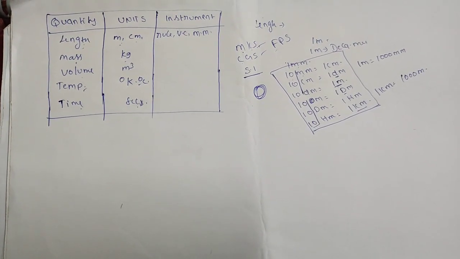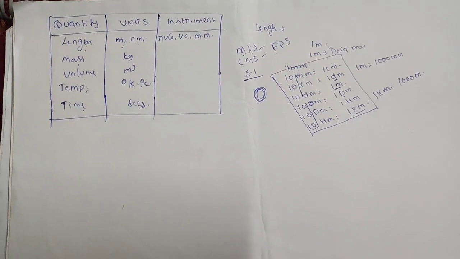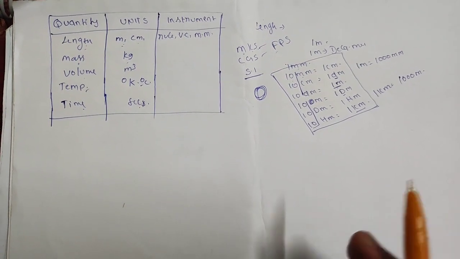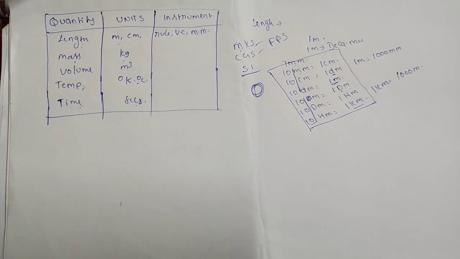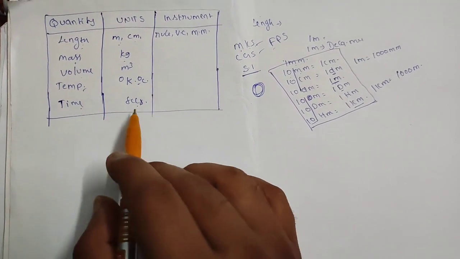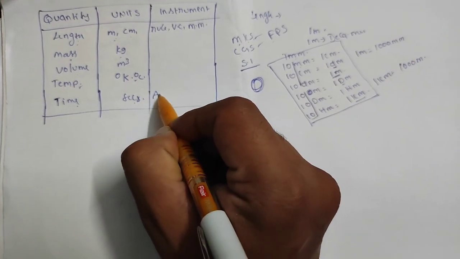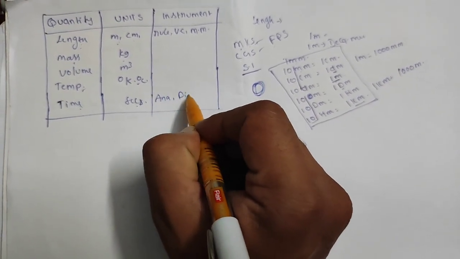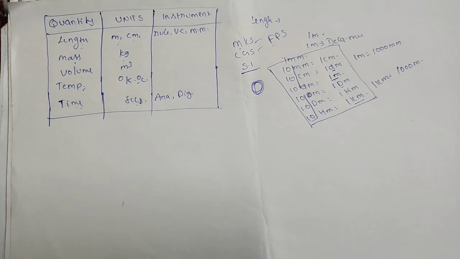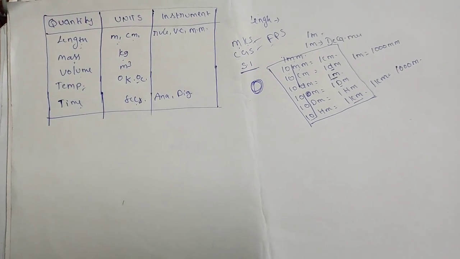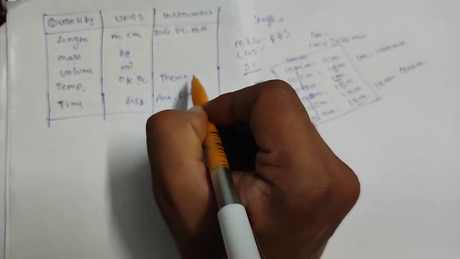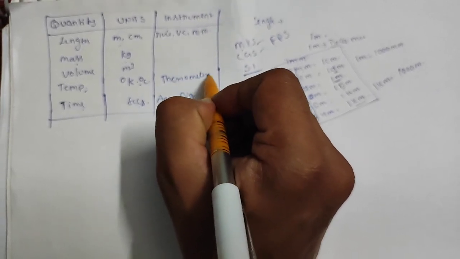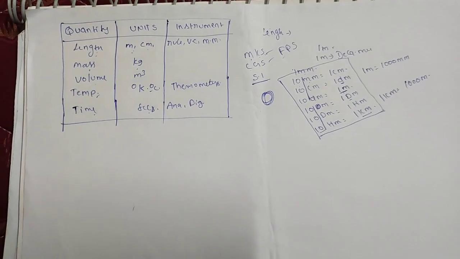To measure mass, that's a different kind of thing. You need to use some simple balance or something else. It's not in our syllabus, we don't need to check that one. To measure time you need analog or digital stopwatches. And to measure temperature you need thermometers. So these are all needed things.